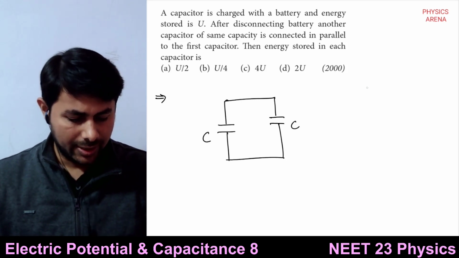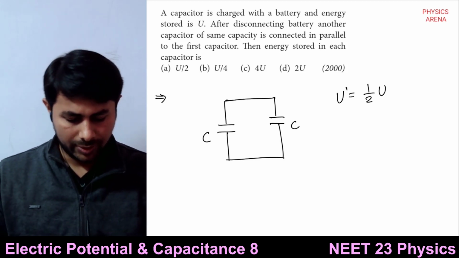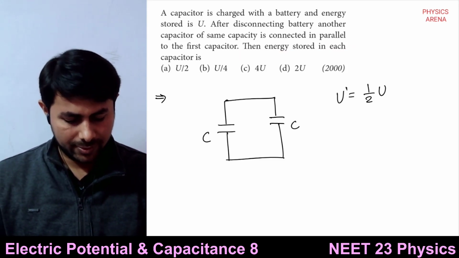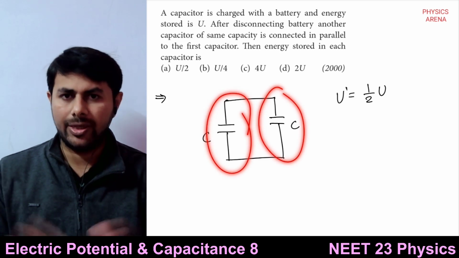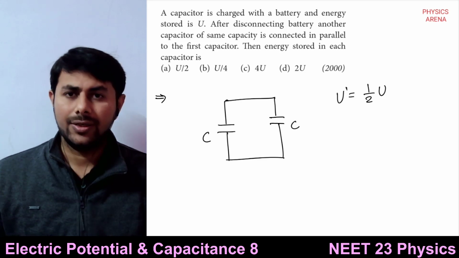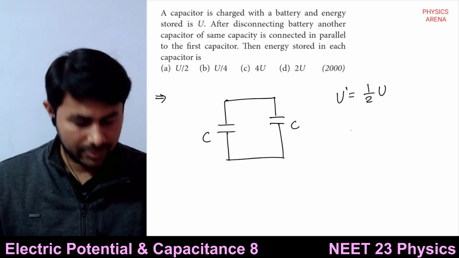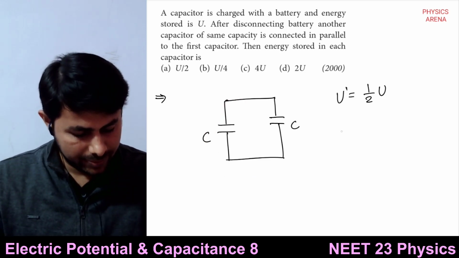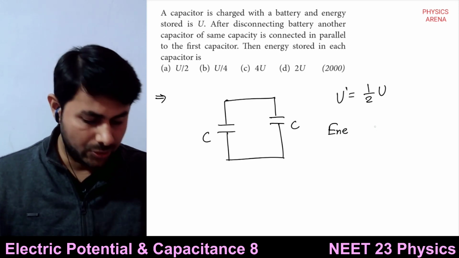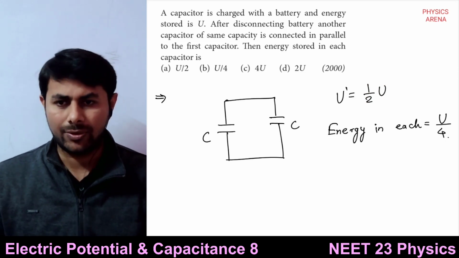So the energy of these two capacitors is equal to half of U. U dash is equal to half of U. But the question is the energy stored in each capacitor. The energy stored in each of them will be equal, and the sum of the energies is U by 2. Therefore, the energy in each capacitor will be half of U dash, that is U by 4. Both will have energy equal to U by 4.